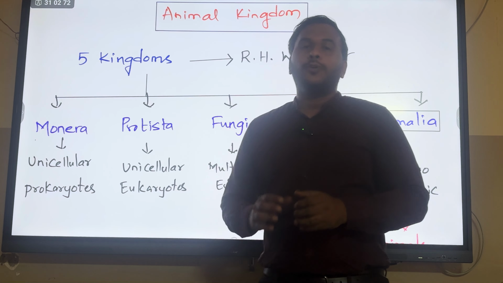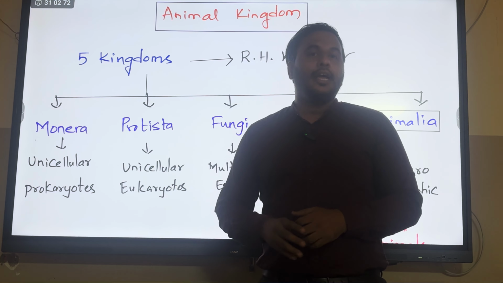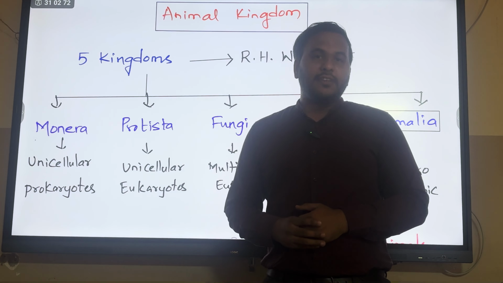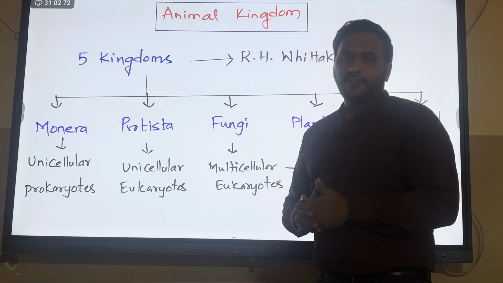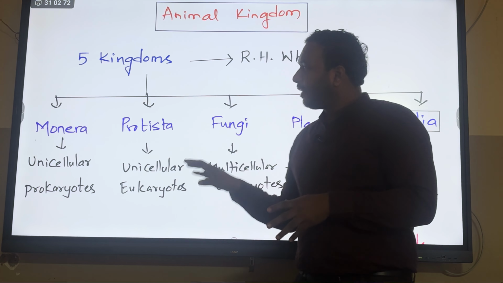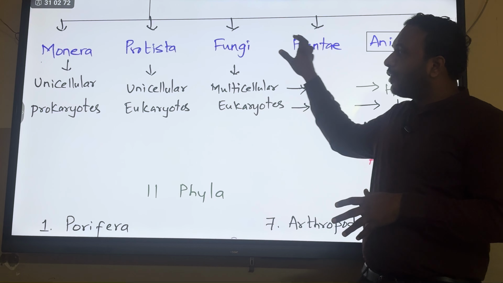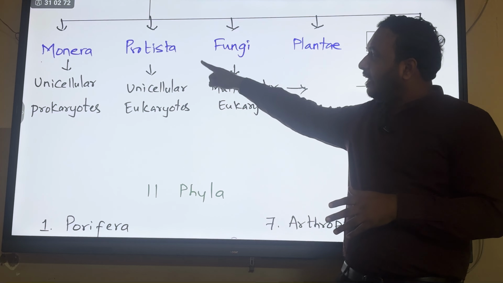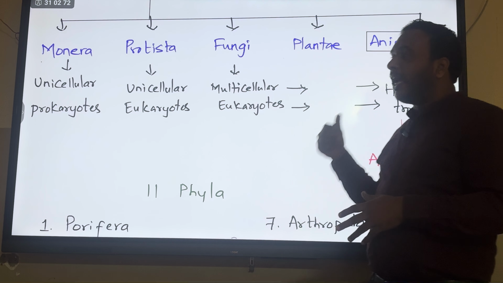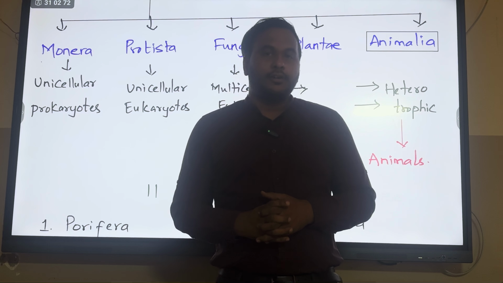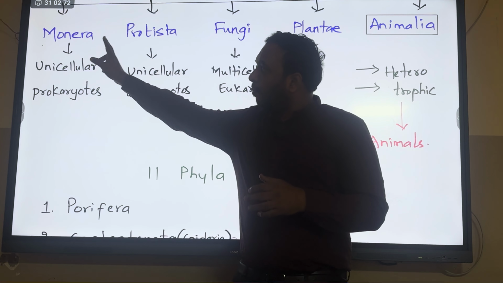Hello everyone. So in this session we will be discussing animal kingdom basis of classification. So we all know R.H. Whittaker's 5 kingdom classification. So there are 5 kingdoms in this classification. Number 1 Monera, second kingdom is Protista, third fungi, fourth plantae, and fifth animalia.